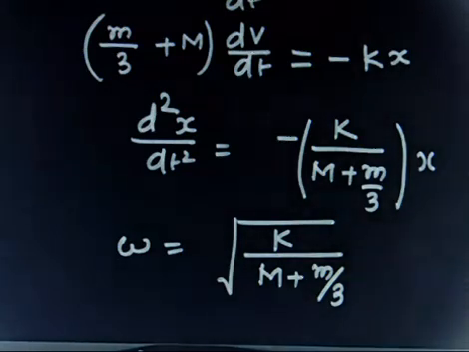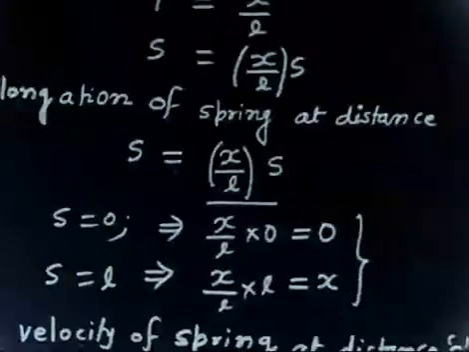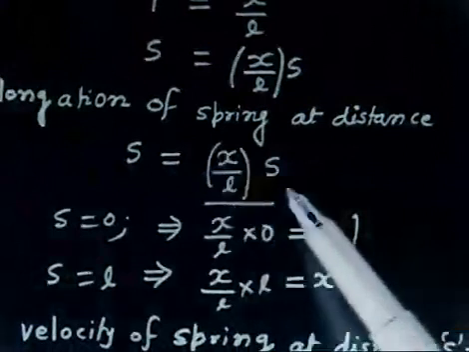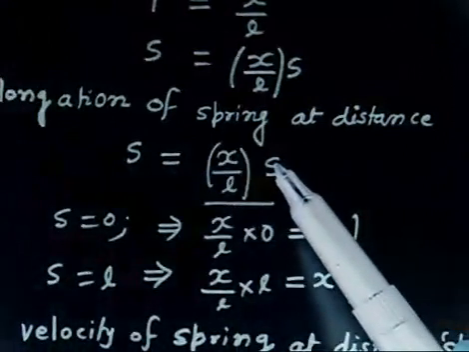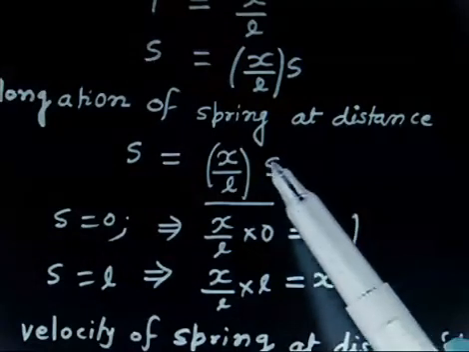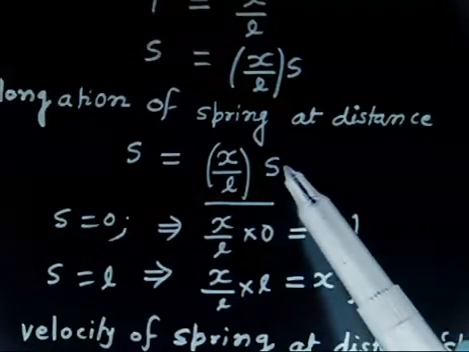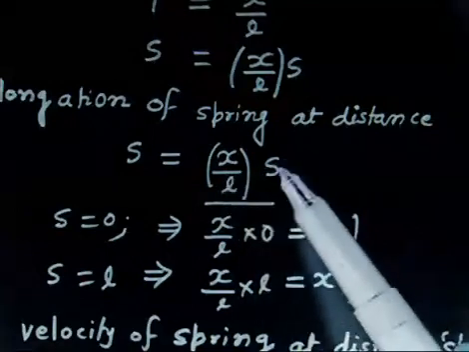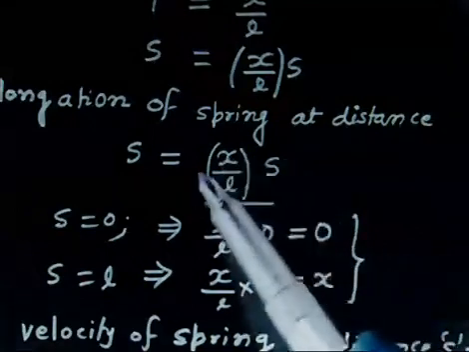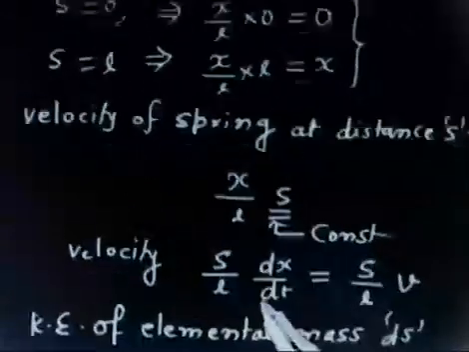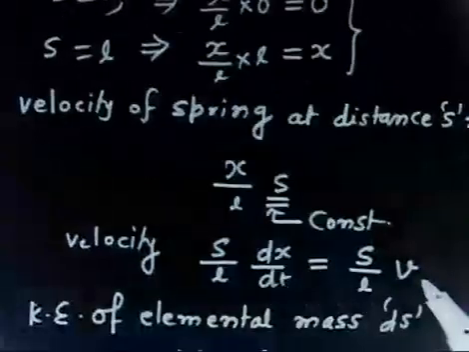If you see here, this is the elongation. Elongation at s is x by L into s. And if I differentiate this term, I will get the velocity at distance s. For that point of time, s is fixed, because I want to find the velocity at s. So I want the rate of change of x at s. So s is fixed, x is changing. That's why when differentiating, I am treating s as a constant. I am writing dx by dt as v.